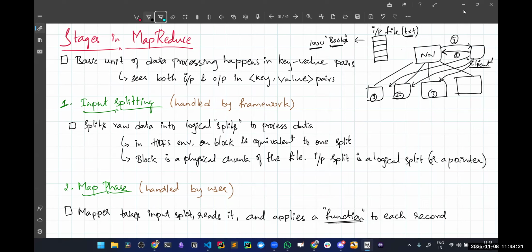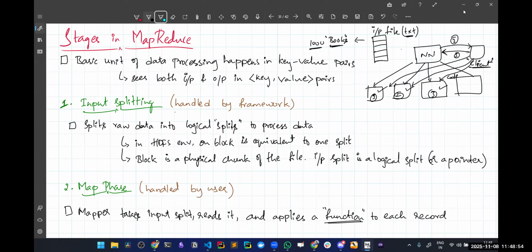So now, how does this data get read? How does this data get read in each of these? If you think about it, all the data is present on the nodes. Since we are sending our code directly onto these machines, the data will be read on these machines itself. But how would we read the data? That is where input splitting comes into the picture.